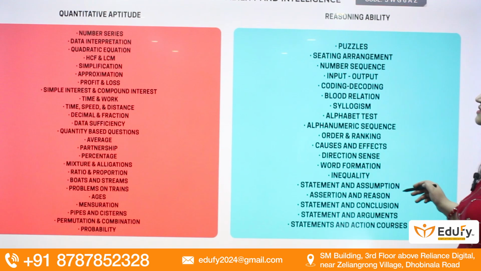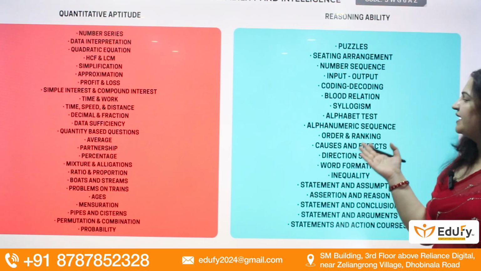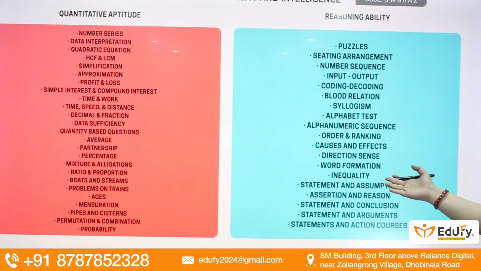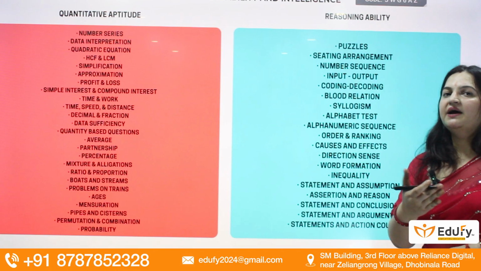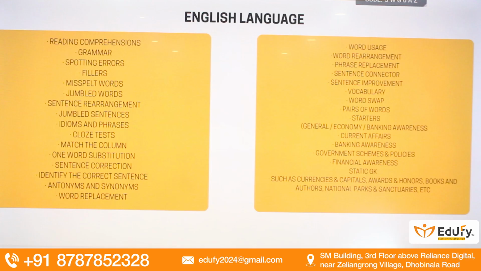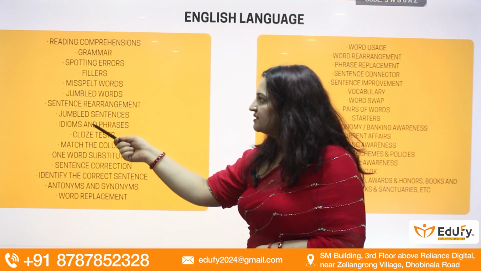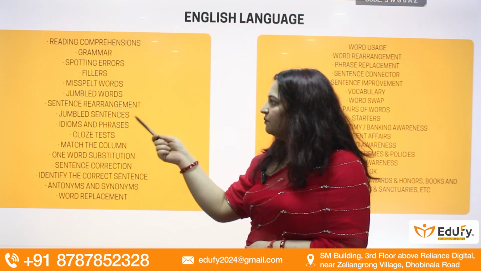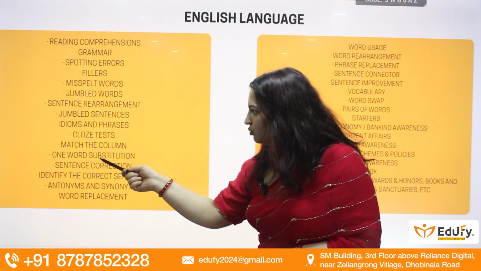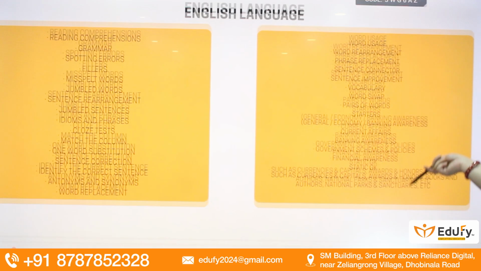Now you can see the syllabus, almost the same syllabus of quant and reasoning. You can see puzzle, seating, number, input, output, blood relation, syllogism, alphabet, numeric, word formation, inequality, and these are all covered by various courses that are offered by Edufy. Quant also, same topics. English language, you can see comprehension, grammar, spotting error, fillers, jumble sentence, sentence rearrangement, idioms, phrases, cloze sets, one word substitution, sentence correction, these types of topics. Here also you can read the syllabus.